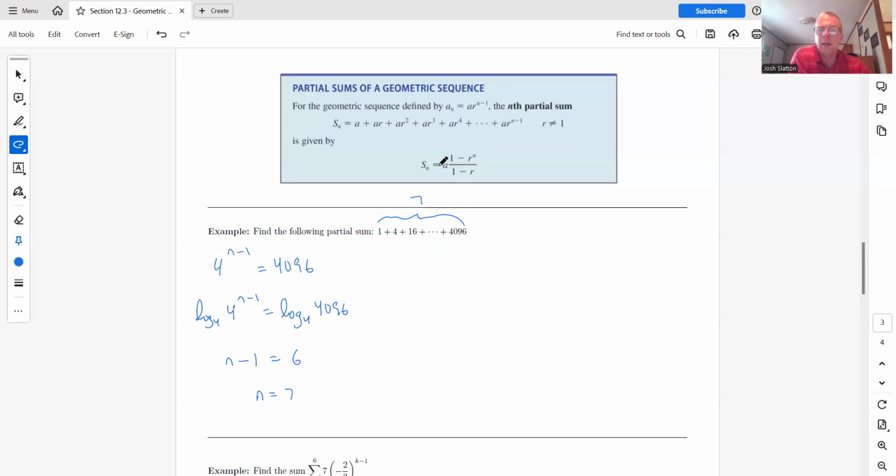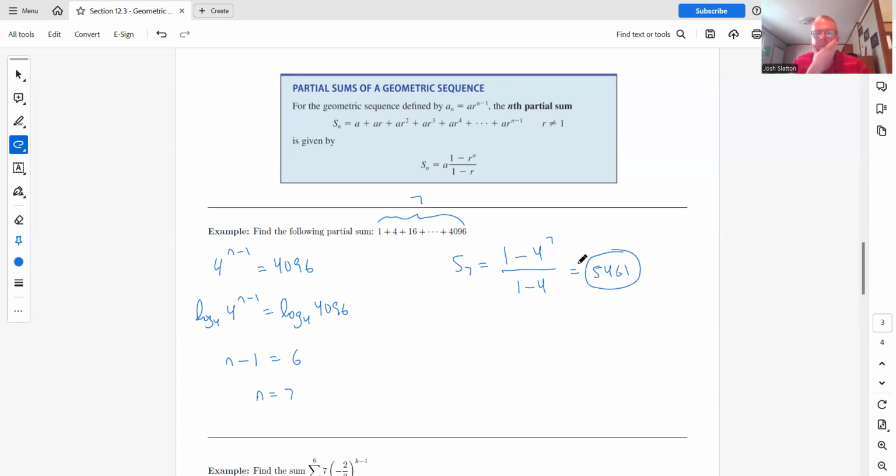And so now we need to find S sub 7 equals A. A is just 1, so we won't even write that. 1 minus R is 4. So you have 1 minus 4 to the 7th over 1 minus 4. And we get 1 minus 4 to the 7th, and then divide that by -3. And we get 5,461 for that sum.